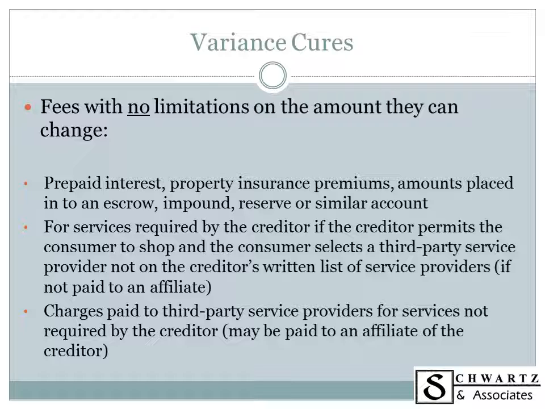This category really hasn't changed in the fees that are reflected in it. We have our prepaid interest, property insurance premiums, and escrow type reserve fees. And then we have the third-party service fees where the lender provided a service provider list to the borrower, but the borrower chose someone not on that list. I know most people refer to that as borrower chosen in the past. Those fees still go in this category. And then any charges paid to a third-party service provider for services that were not required by the lender. So if the borrower decided to have an inspection done that was not required by the creditor, then this is the category that fee would go in.